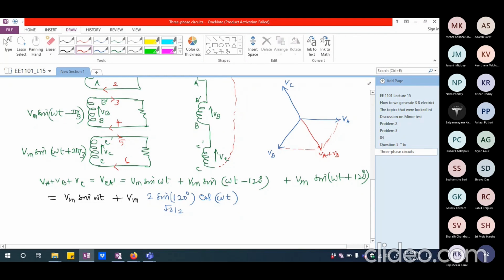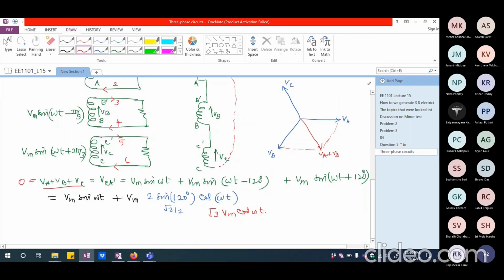So this is going to be root 3 by 2, so you will get root 3 Vm cos omega t. Have I written sine and cos somewhat differently? You have to check. So these two should have gotten cancelled. I might have made a mistake, but vectorially you can very well see that Va plus Vb is exactly equal and opposite to that of Vc. So Va plus Vb plus Vc is going to be equal to 0.